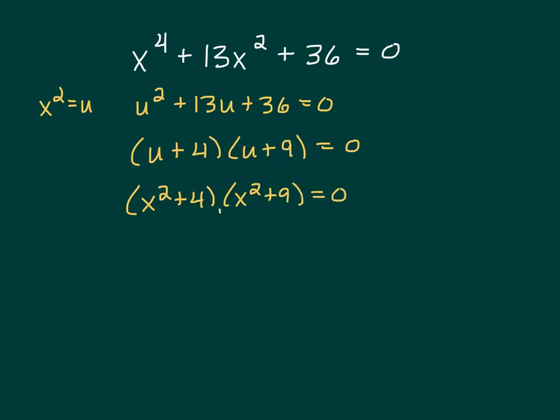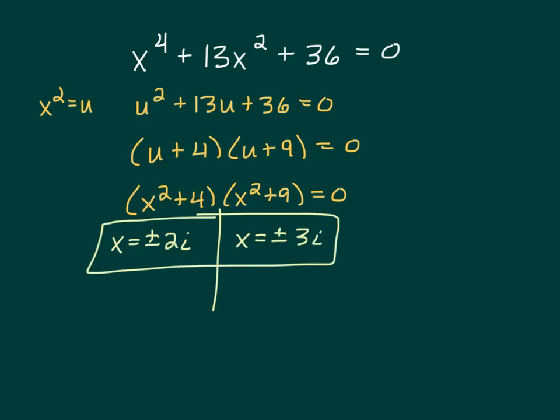You do the zero product property and you get that x is plus or minus 2i, x is plus or minus 3i, and you can see that we got 4 solutions. Plus or minus 2i is 2, plus or minus 3i is 2, for a total of 4, which matches up because it is a quartic.